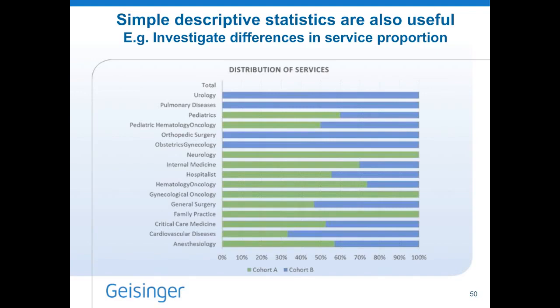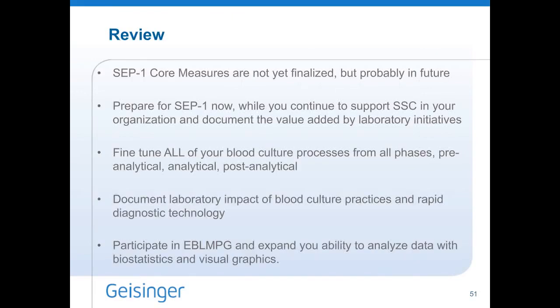So those are some simple tips for biostatistics, and in review, the SEP1 core measures are not yet finalized, but they probably will be in our future. I advise to prepare for SEP1 core measures now and continue to support the Surviving Sepsis campaign. I advise fine-tuning all of your blood culture processes from all phases, pre-analytical, analytical, post-analytical, and getting that to the highest measure so that when the time comes, you've got best practices in your laboratory, and that will do nothing but help the rest of the organization.